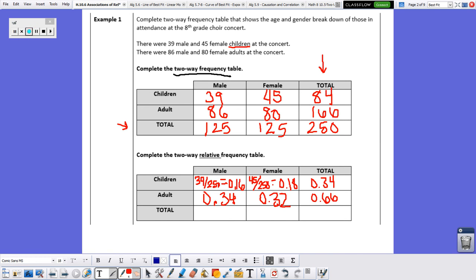Next row. 125 divided by 250 is 0.5, 1/2. 125 again divided by 250, same. These are the same. And if we divide 250 by 250, we're going to get 1. And this column should always, always, always be 1 every single time. Okay, make sure you have this to refer to as we do the questions below.